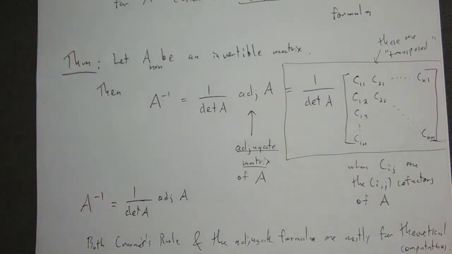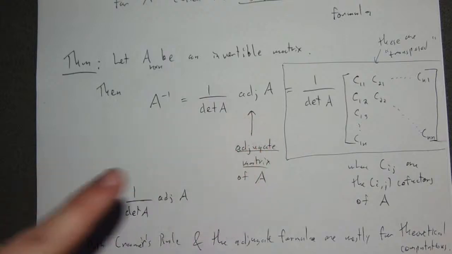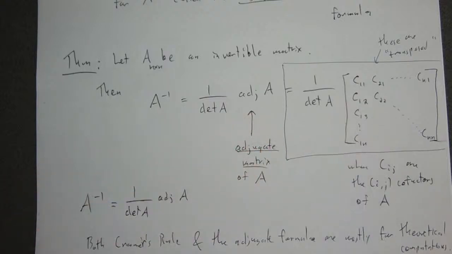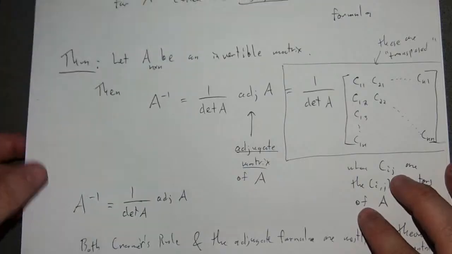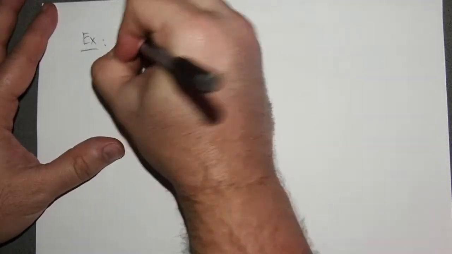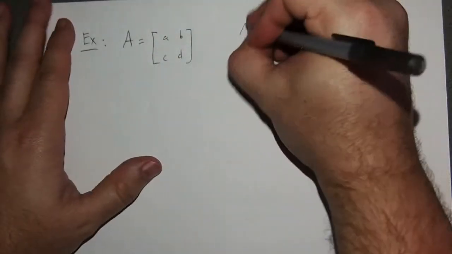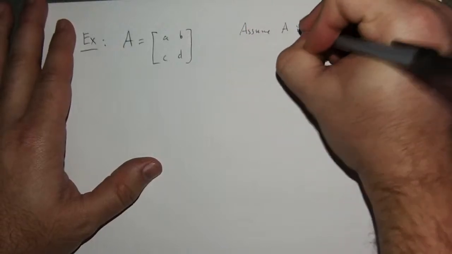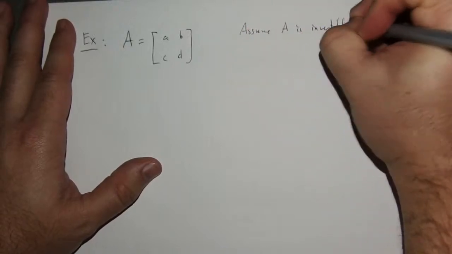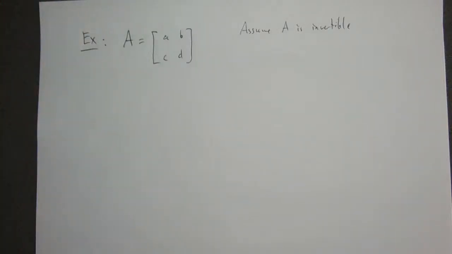Now, because this is not going to be something that you're going to be doing a lot by hand, I wanted to show one neat thing about this, and it's the following. I want to do a single example. What if A is the matrix A, B, C, D? So it's a 2 by 2 matrix. Okay, and assume A is invertible. So I want to use the adjugate formula to compute A inverse.